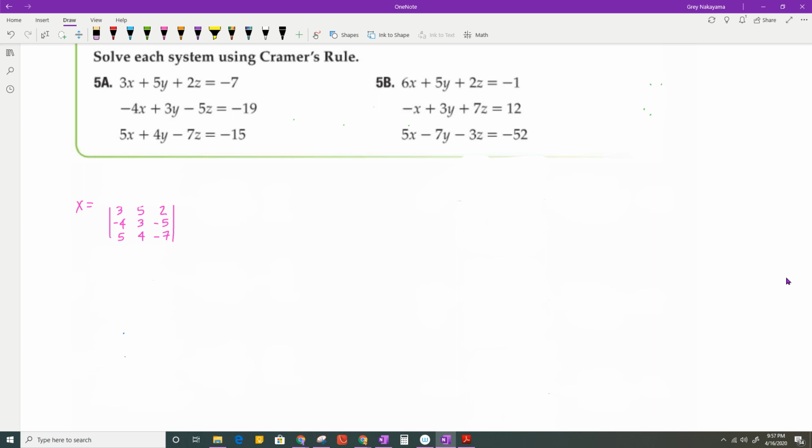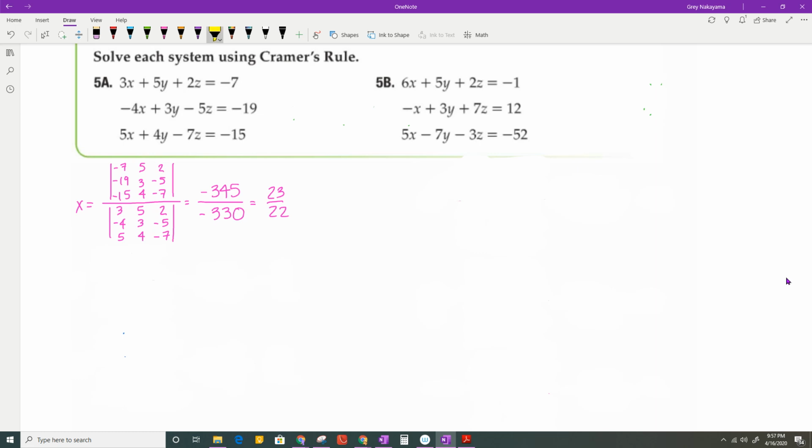So my x coefficients on the bottom: 3, negative 4, 5 are the coefficients of my x. 5, 3, 4, coefficients of my y. 2, negative 5, negative 7, coefficients of my z. On the top, negative 7, negative 19, and negative 15 are going to be the first column. What does that equal? Negative 330 on the bottom, negative 345 on the top, which becomes 23 over 22.